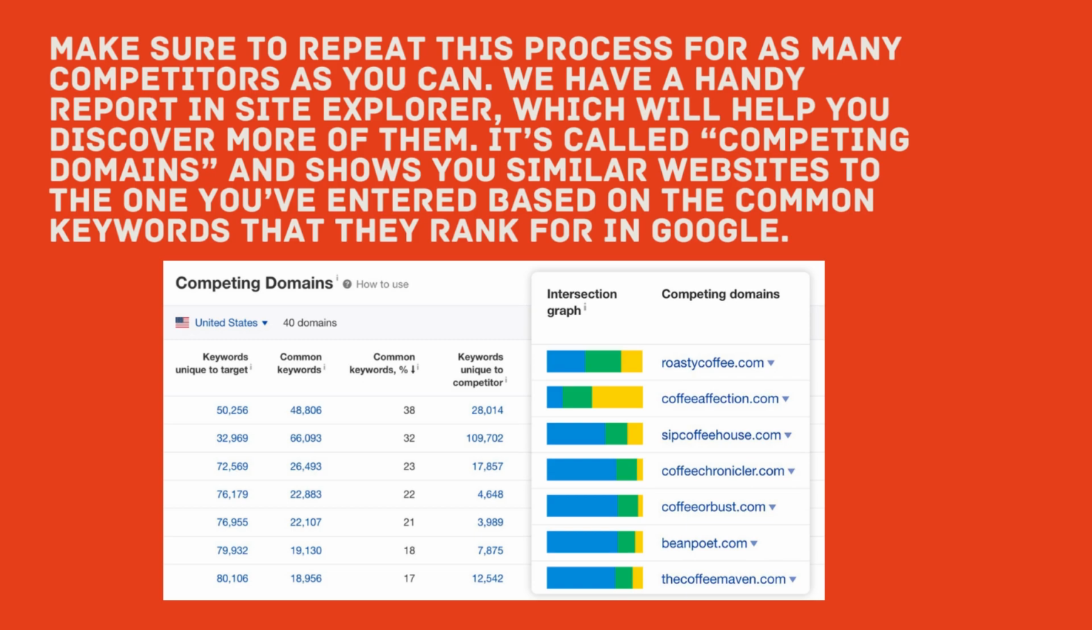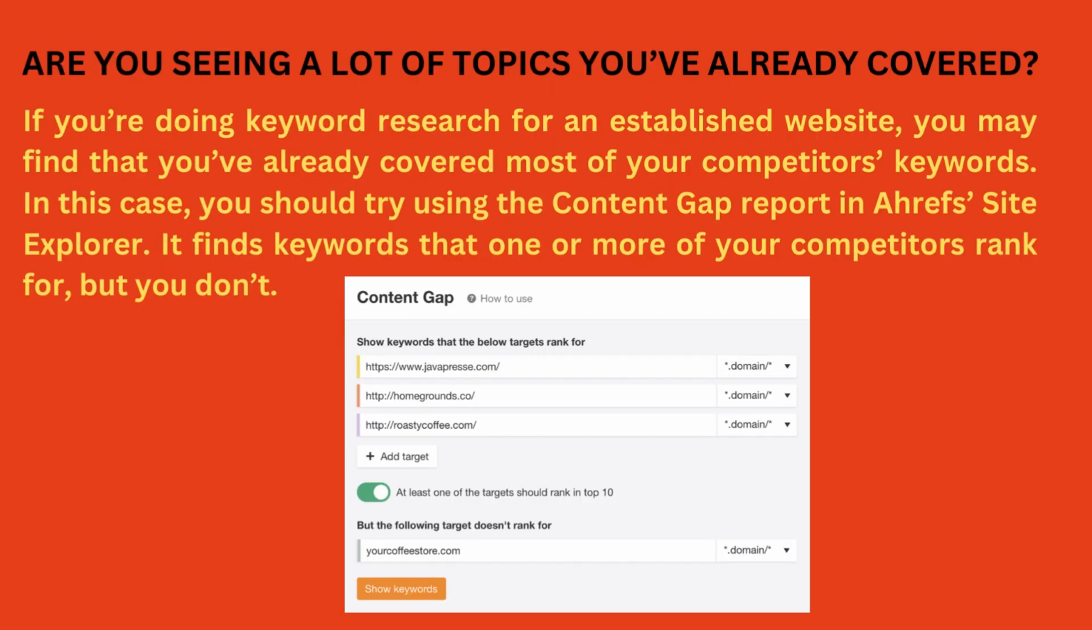If you're doing keyword research for an established website, you may find that you've already covered most of your competitors' keywords. In this case, you should try using the Content Gap Report in Ahrefs Site Explorer. It finds keywords that one or more of your competitors rank for, but you don't. To use it, plug a few of your competitors' websites into the top section, then paste your own site into the bottom field and click Show Keywords.